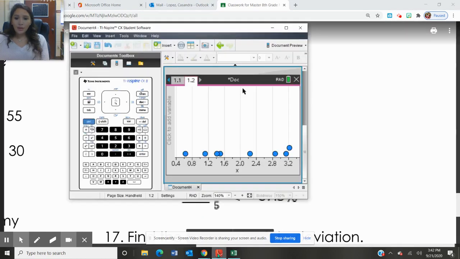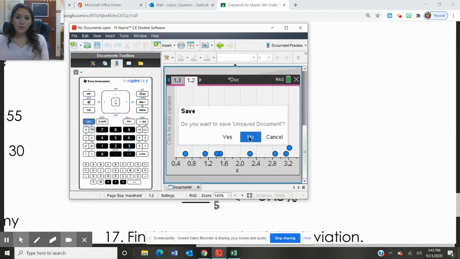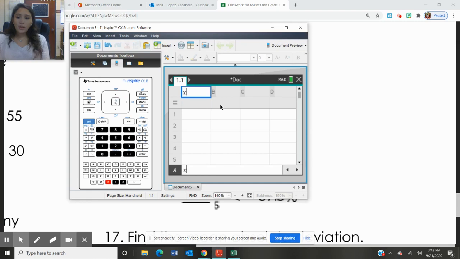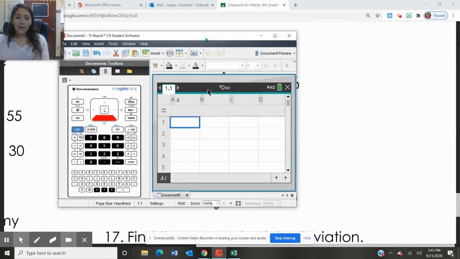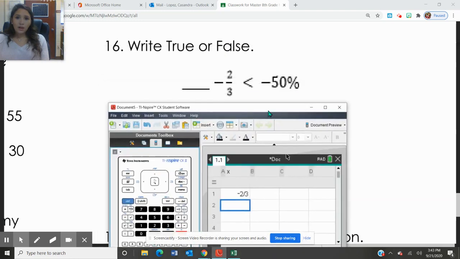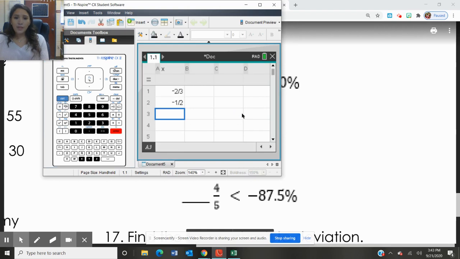So let's go ahead and look at lists and spreadsheets. I'm going to press on and I'm going to press new, and I don't want to save anything. So first things first, open up lists and spreadsheets, go to cell A, label it as X. Now I'm going to go down to cell 1 and I have negative 2/3. Enter. I also have negative 50%. Okay, and my percent symbol is right here. I'm going to press enter.